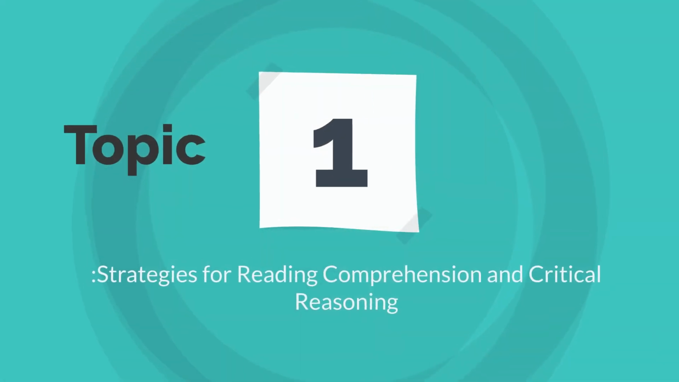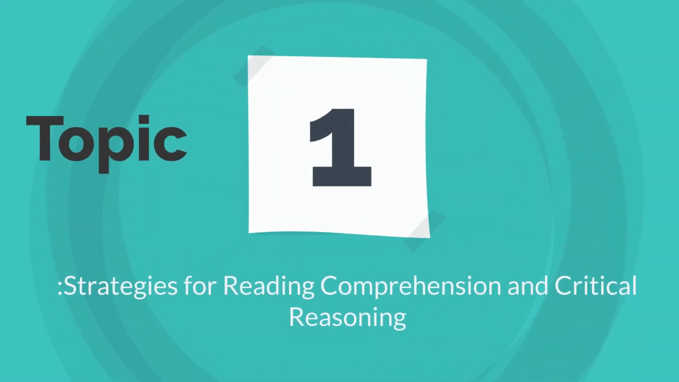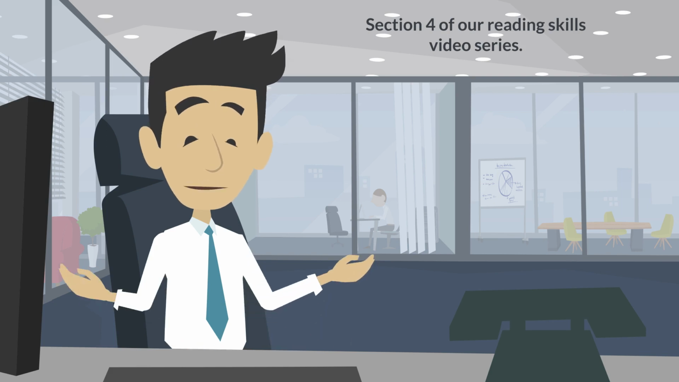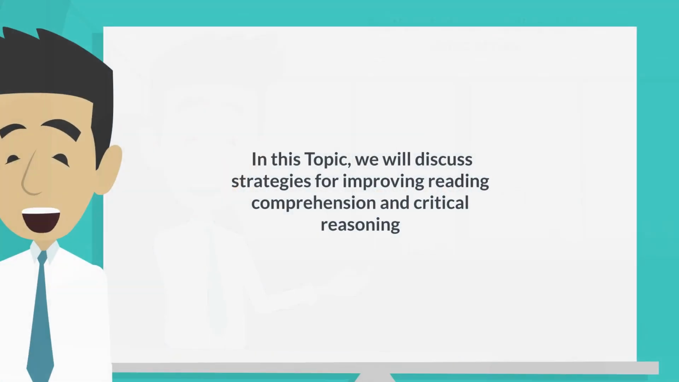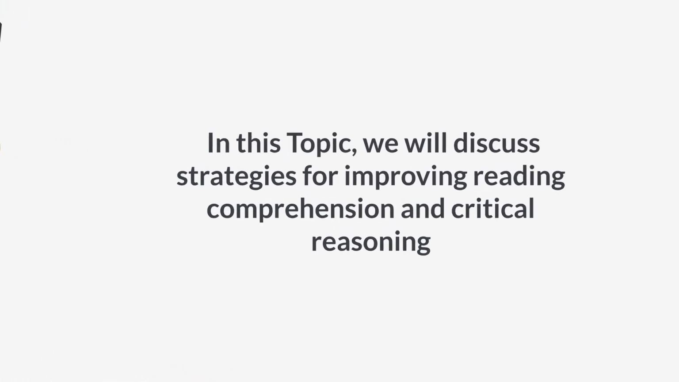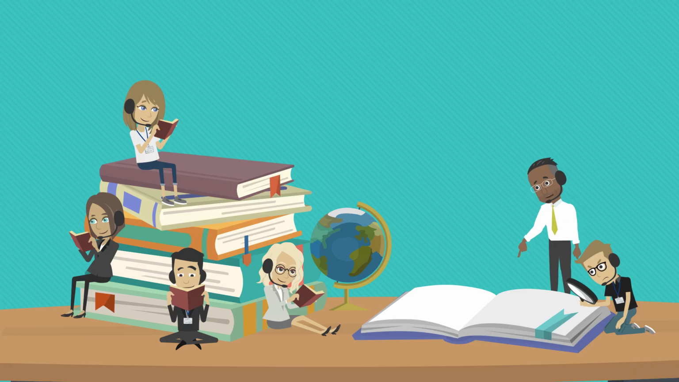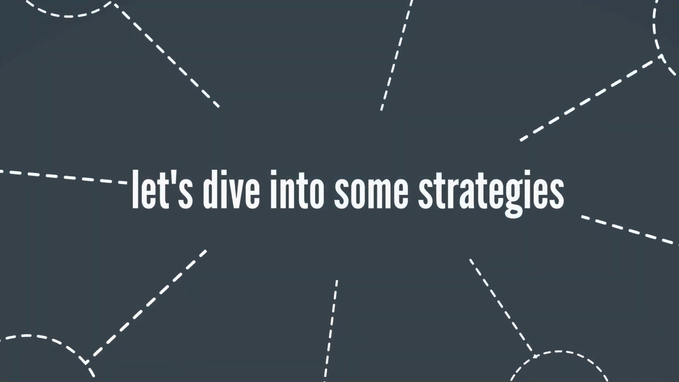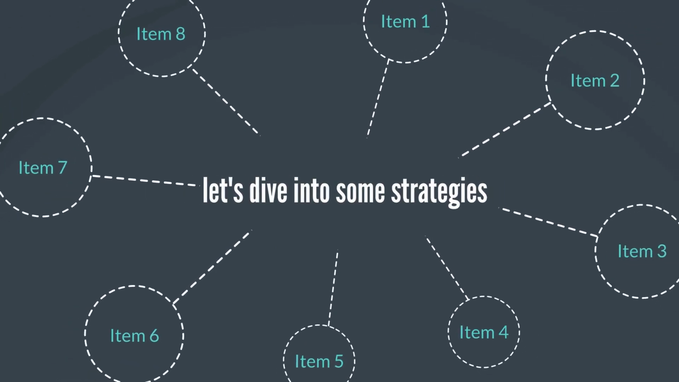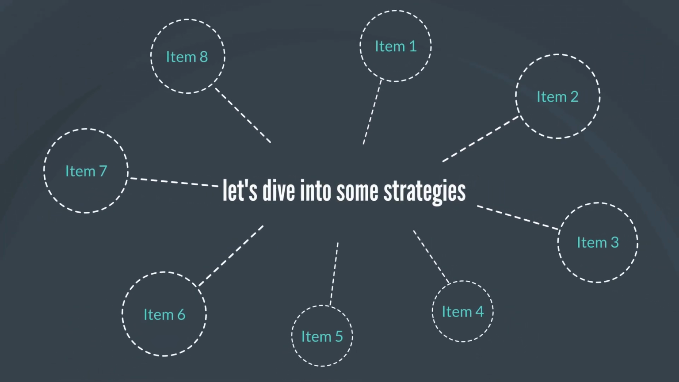Topic 1, Strategies for Reading Comprehension and Critical Reasoning. Section 4 of our Reading Skills video series. In this topic, we will discuss strategies for improving reading comprehension and critical reasoning. Effective reading comprehension and critical reasoning skills are essential for success in academic and professional settings. Without further ado, let's dive into some strategies that can help you improve your reading comprehension and critical reasoning.